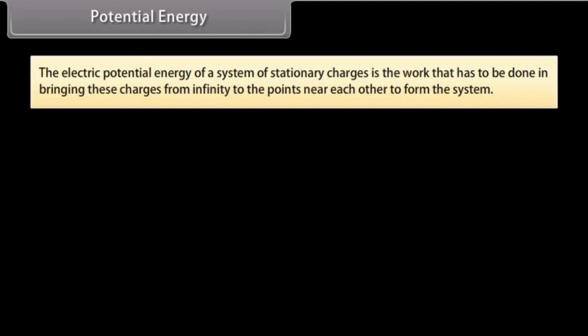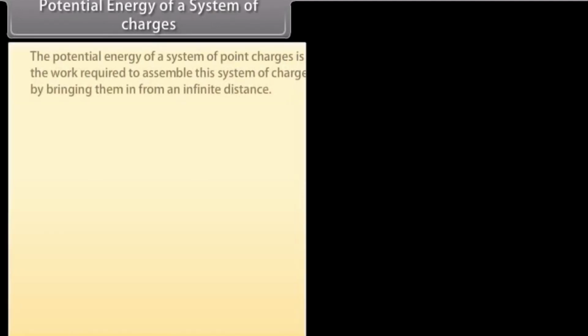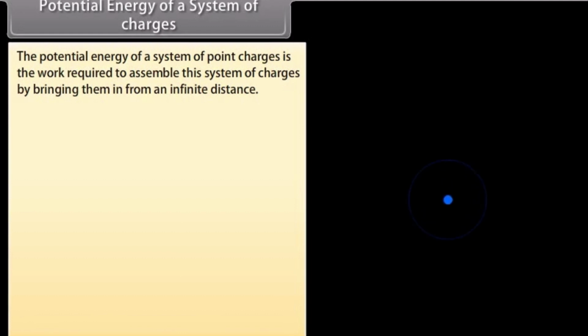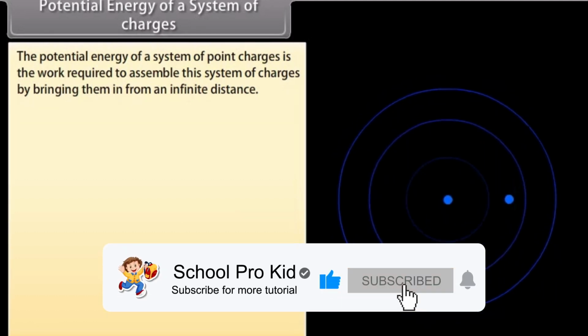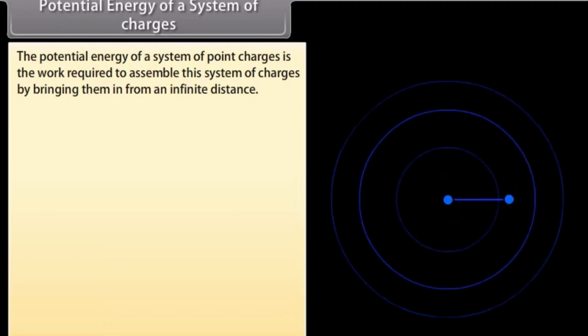The electric potential energy of a system of stationary charges is the work that has to be done in bringing these charges from infinity to the points near each other to form the system. Potential energy of a system of charges. The potential energy of a system of point charges is the work required to assemble this system of charges by bringing them in from an infinite distance.